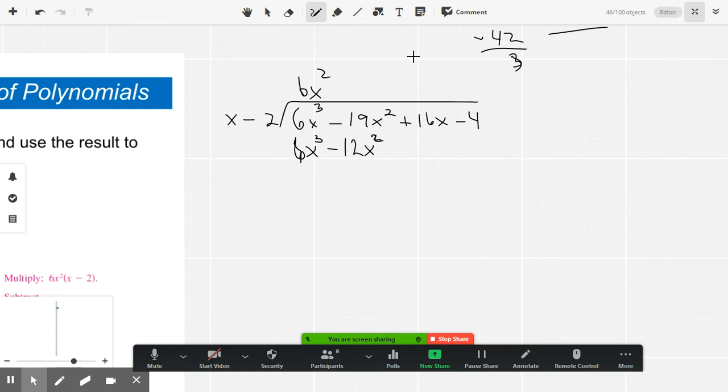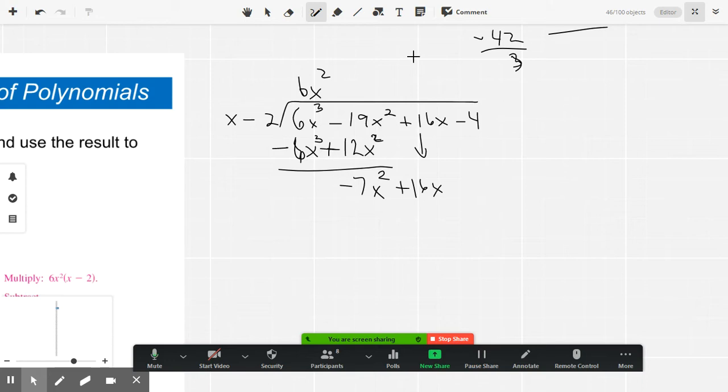So if I'm going to subtract this entire thing, that would make this negative and it would make this positive. You basically just change the signs of every term there. And then that first term will add to 0. I set it up that way. And then the remainder of this is negative 19x squared plus 12x squared, which is a negative 7x squared. Then we take the next term and we drop it down. So that would be plus 16x.